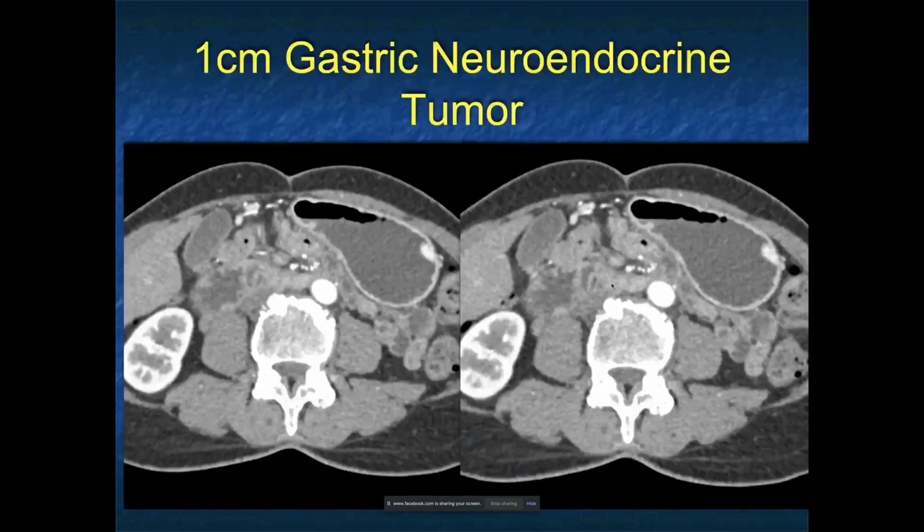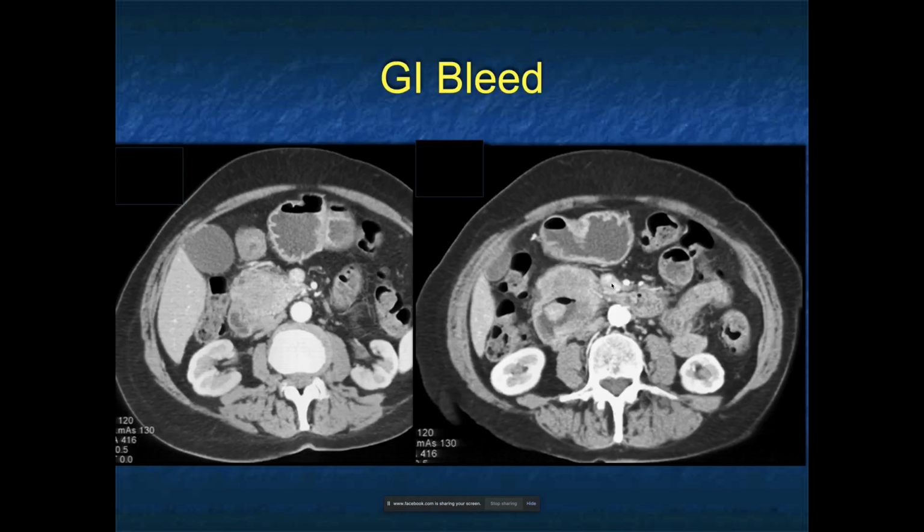Just a really good case of a primary gastric, approximately 1 to 2 centimeter neuroendocrine tumor. Just a really good example. Okay, another case, patient with GI bleeding.